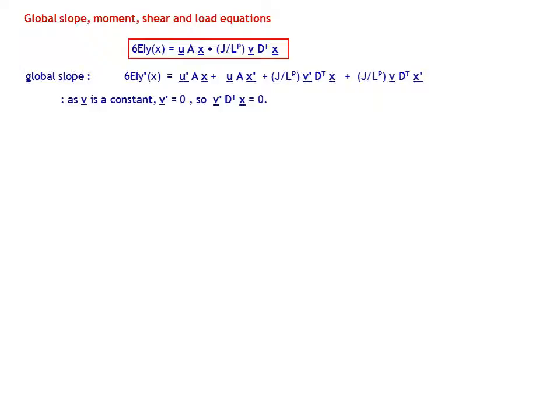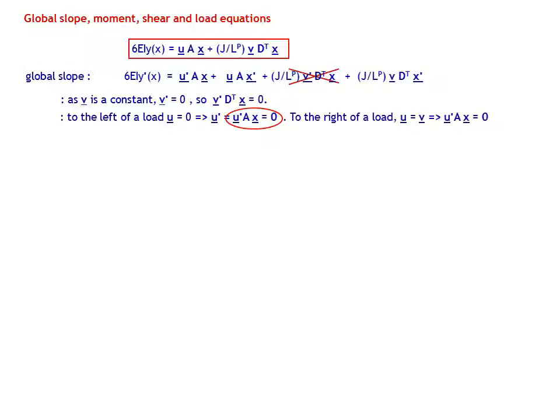For example, we know that load vector v is constant, so v dash is identically zero, and the v dash term disappears. If we look at the u dash term region by region, we know that load vector u is zero to the left of a load, so u dash will be zero, as will u dash Ax. To the right of a load, we know that load vector u is equal to load vector v, which is constant, so u dash is equal to v dash to the right of a load, which we've just seen is zero, and so u dash Ax is zero to the right of a load also.